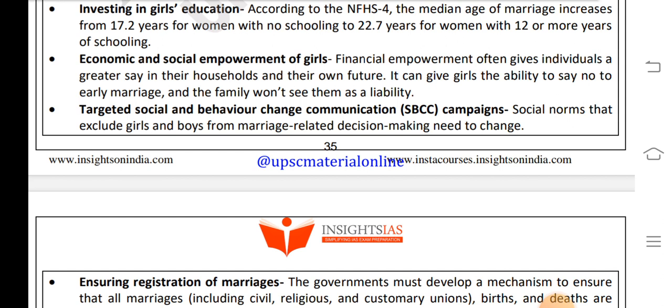How to curb incidences of child marriages: investing in girls' education. According to the NFHS, the median age of marriage increased from 17.2 years for women with no schooling to 22.7 years for women with 12 or more years of schooling.